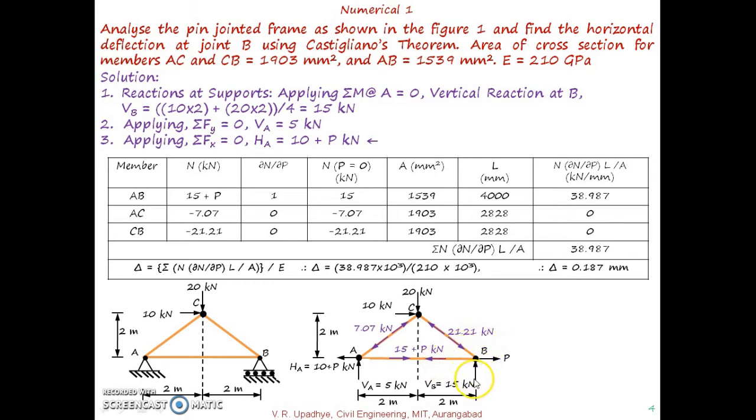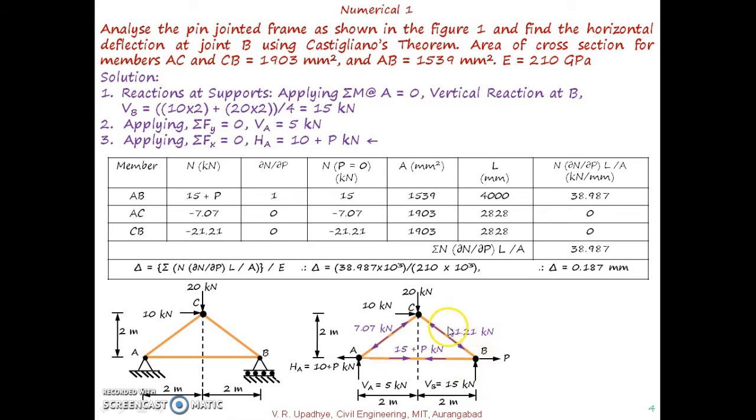Or else what can be done is, if we apply summation Fy equal to 0, then the internal member force must be downward, because we have vertical reaction at B, and that is 15 kilonewton upward. So again, that member force in member CB must be compressive, and if we consider vertical equilibrium, then FCB sin 45 must be equal to 15. So FCB must be again 15 divided by sin 45.